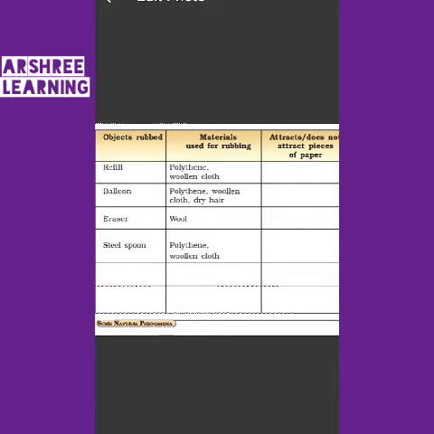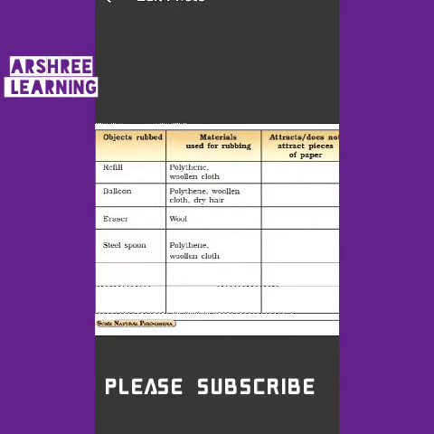Now in this table there are some materials given, the objects are given. These objects are a refill, a ball pen, and different types of materials, and these materials are rubbed and then they are being tested. Now when a refill is rubbed, it is rubbed with polythene. It is written here in the first column, the material on which it is rubbed. It is rubbed with polythene or woolen cloth.